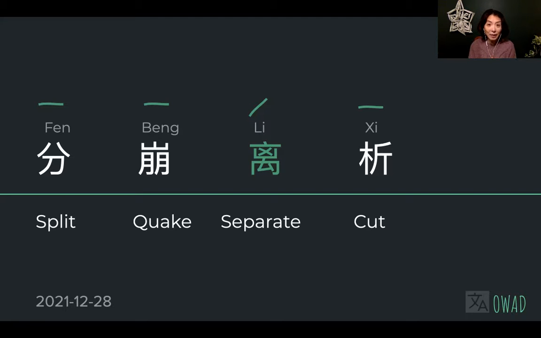And in ancient times, when the king or the emperor died, people used this word "beng." So it's like the mountain crumbled. It's like the world changed because one man died. The ruler died. Well, to pay tribute to the significance of the death of a ruler, we use this word. Mountain crumbled. The third word was from yesterday, li.